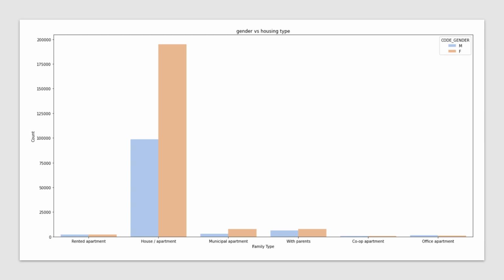And this is a bivariate graph. In this we can see gender versus housing type, where the blue color is male and this other color is female. Here we can see that most of the applicants have a house or apartment. Most of them are female, and males are comparably fewer.